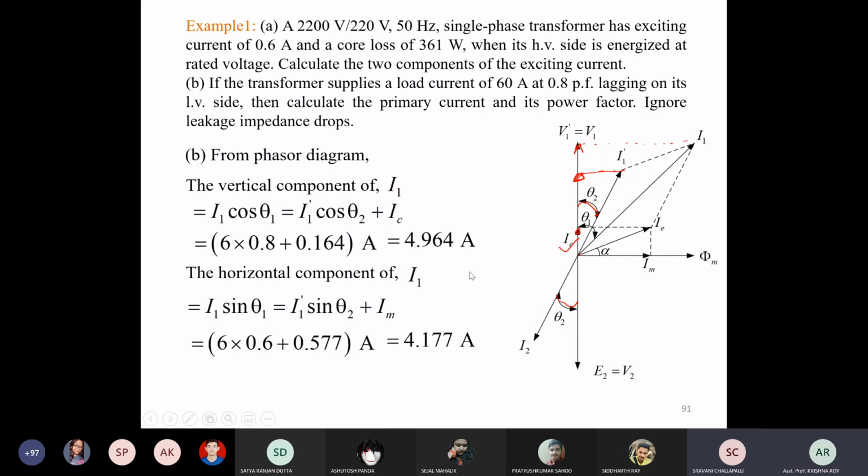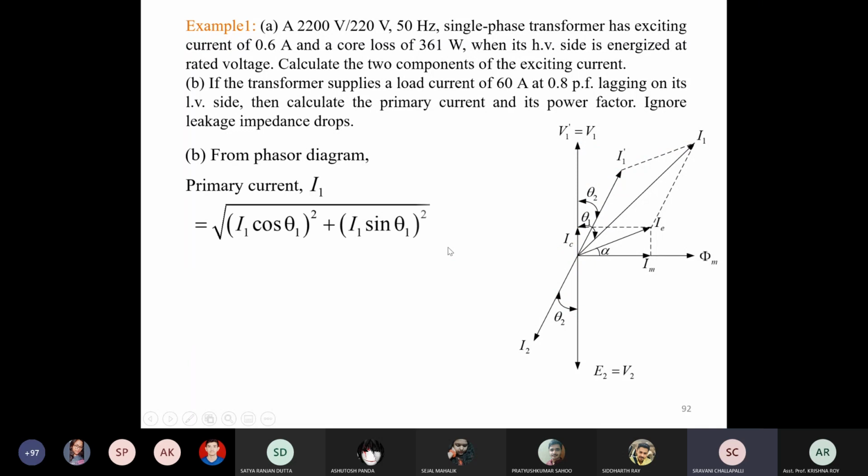Now calculate I1. So I1 equals root over this square plus this square. 6.487, 6.47. Okay, no problem. Now how to calculate the power factor?